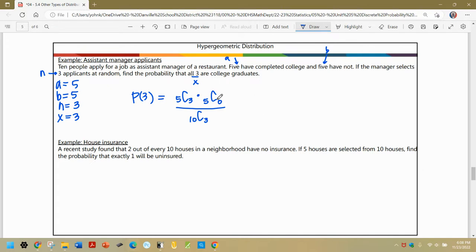So kids, we've seen this before. We have 10 applicants and we're choosing 3. These 3, I'm going to take 3 college graduates out of the 5 college graduates and no non-college graduates out of the 5 non-college graduates. So we've kind of done this already. This is 5C3 is 10 and 5C0 is 1. 10C3 is 120. So this is 10 over 120, 0.083, 3 decimals.